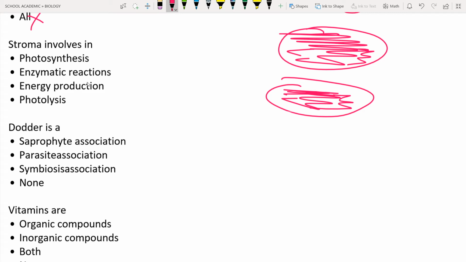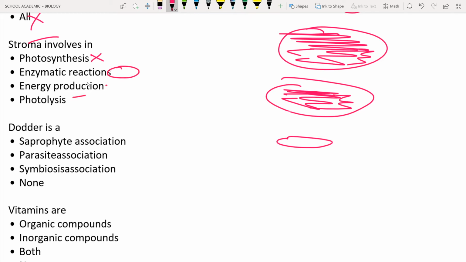Where is the photosynthesis going to occur? The photosynthesis occurs in the thylakoid membranes. So remember, thylakoid membrane contains chlorophyll. This chlorophyll is going to accept the sunlight and get activated. The chlorophyll molecules are getting activated and photosynthesis will occur. But what they are asking about is the stroma. So stroma is not involved in photosynthesis. It is a wrong option. Second, enzymatic reactions. We will come back after reviewing the other options.